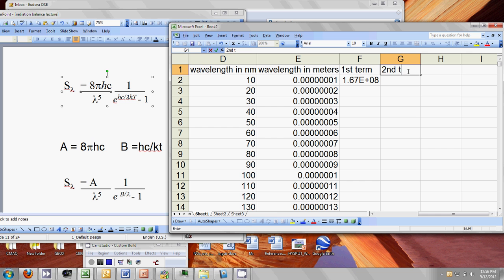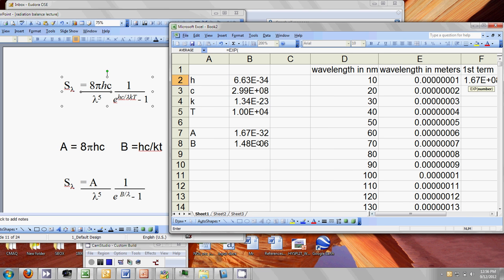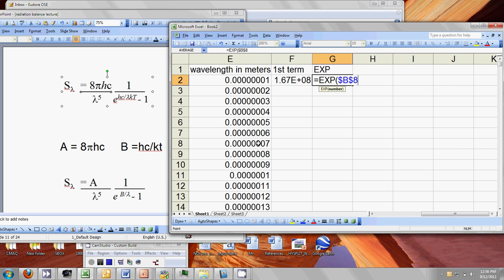Let's try this. Do the exponent first. EXP. Okay, so on this one, what we're going to do is just this term right here, which is going to be equal to exp, which means e to the power of whatever you put in the brackets, and so this is going to be b divided by the wavelength. So we'll come back over to here, equal to b, and again, we want that fixed, so F4, divided by the wavelength here, and that we want to keep relative, so as we pull that down, the wavelength will always be changing because we've left it without the dollar sign.